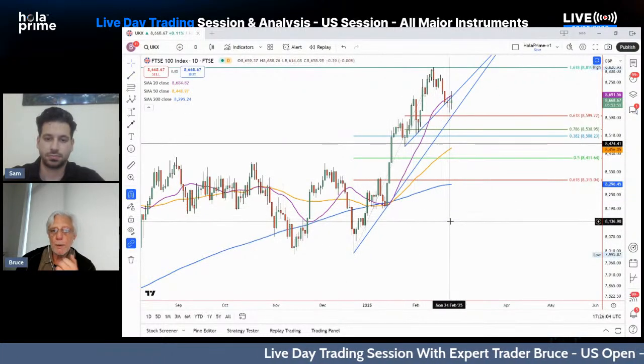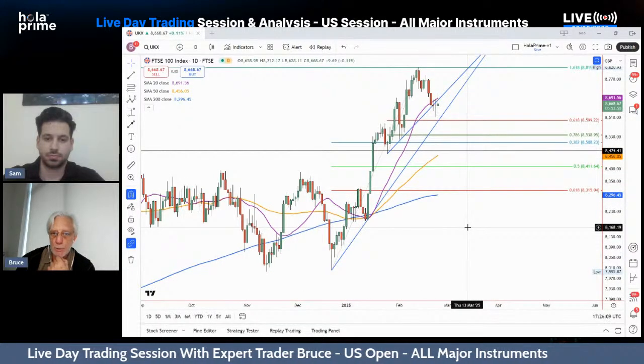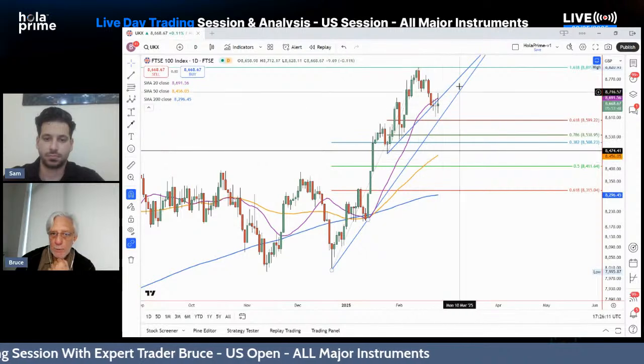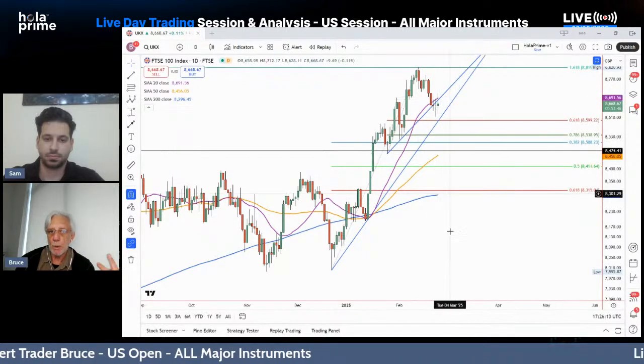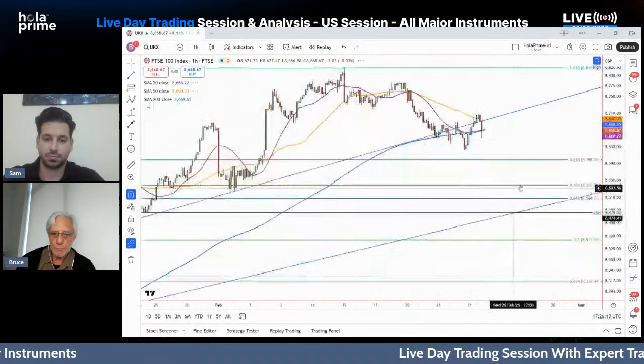So I'm furthering the analysis by adding additional pieces to see if anything becomes clearer. So far, it does not. This line, I'm going to want to watch that line. I'm going to want to know what's going on. Now we go into the intraday.